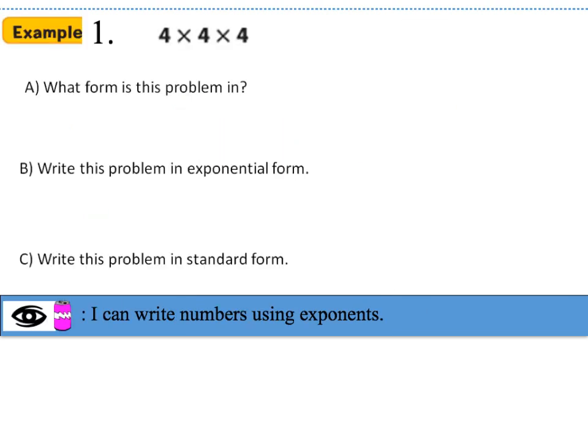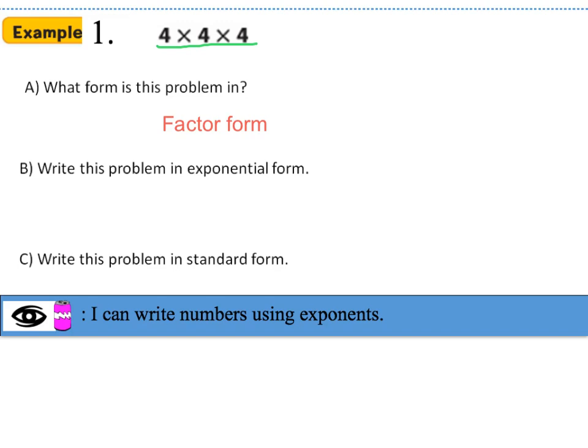Example 1 gives us the problem 4 times 4 times 4. Notice that there are no exponents there, but it's repeated multiplication. Part A asks what form this problem is in. This problem is in factor form, or you can call it expanded form or repeated multiplication. For part B, it's asking us to write this problem in exponential form.